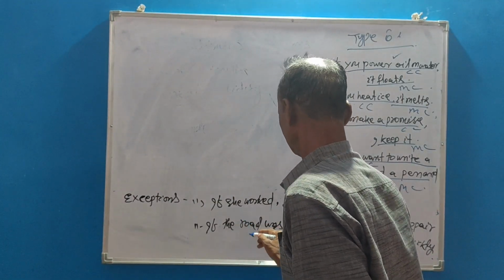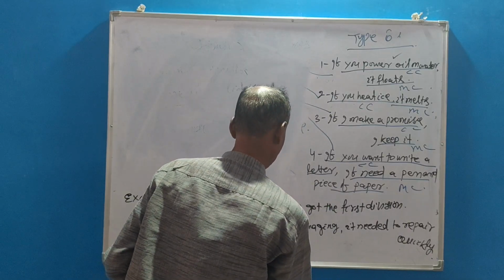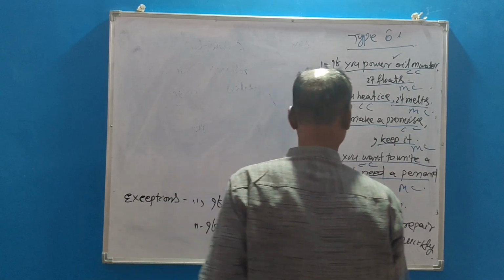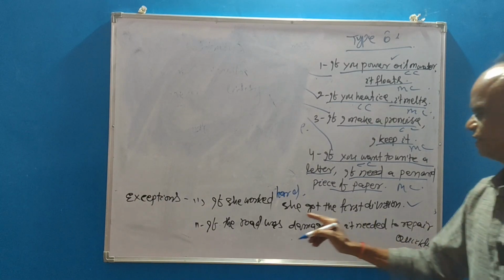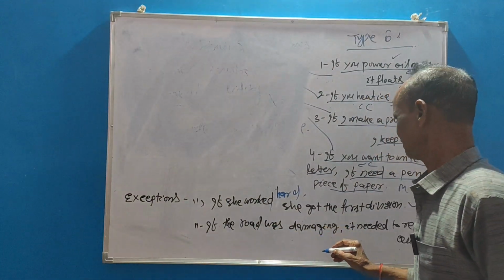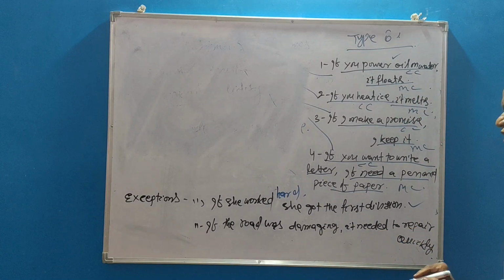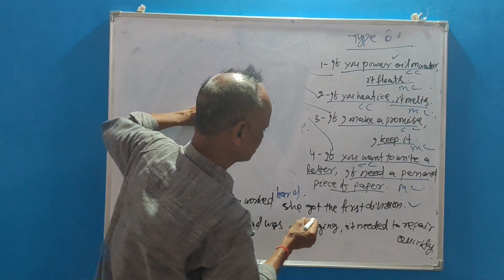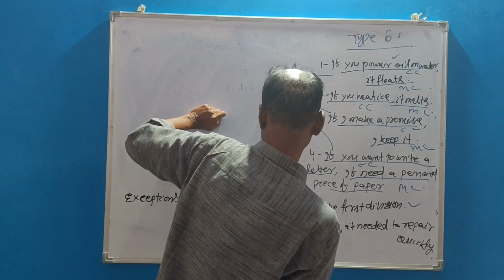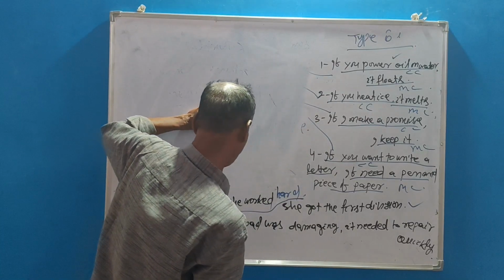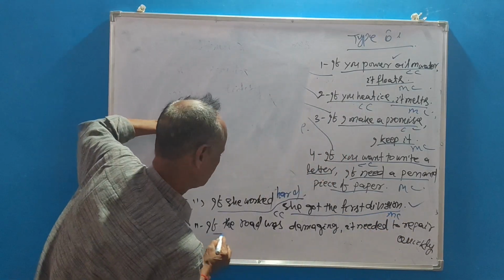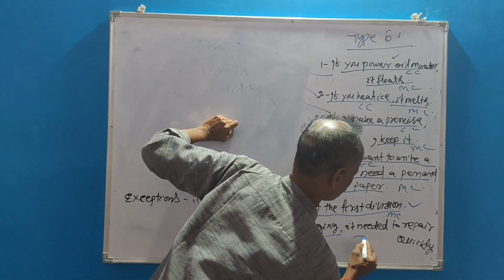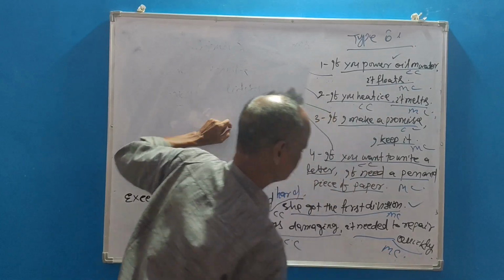For example, if she worked hard, she got the first division. If the road was damaging, it needed to be repaired quickly. If she worked hard, this is the conditional clause. This is the main clause. This is the conditional clause. It is the main clause. Okay.